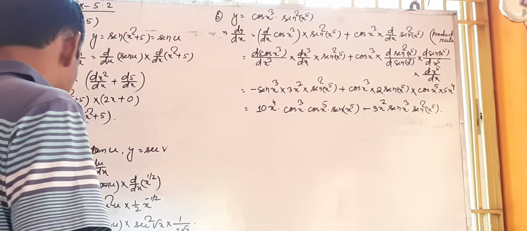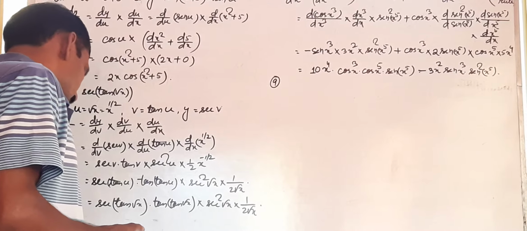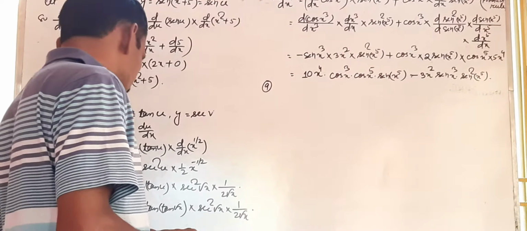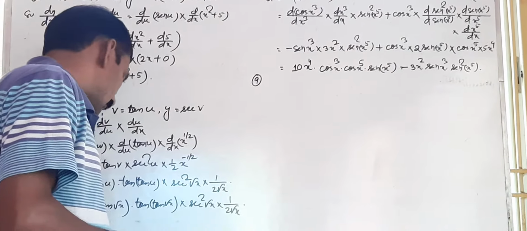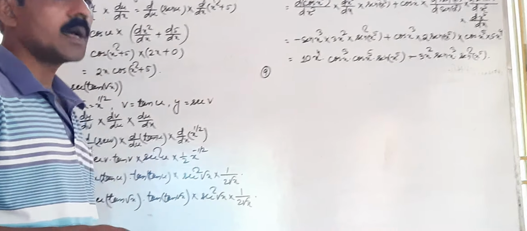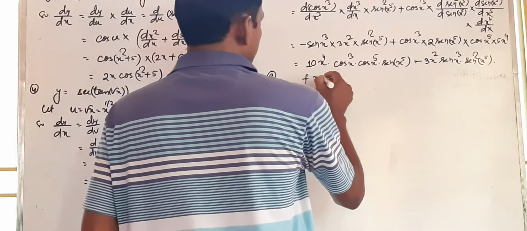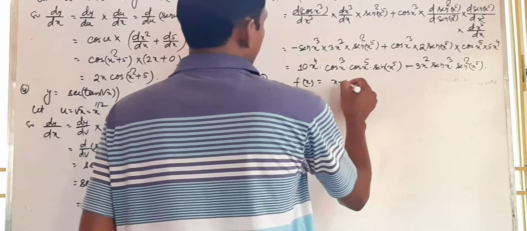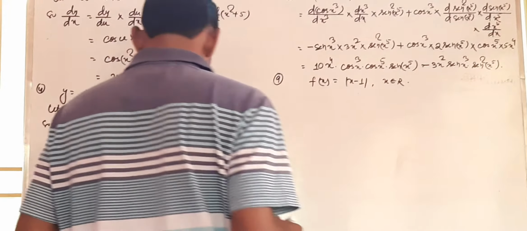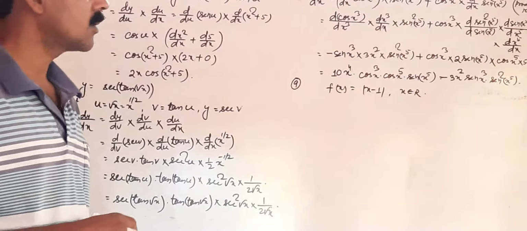Here, question number 9 is: prove that the function f given by f of x equal to modulus of x minus 1, x belongs to R, is not differentiable at x equal to 1. Here f of x is given as mod x minus 1, x belongs to R. We prove that it is not differentiable at x equal to 1.